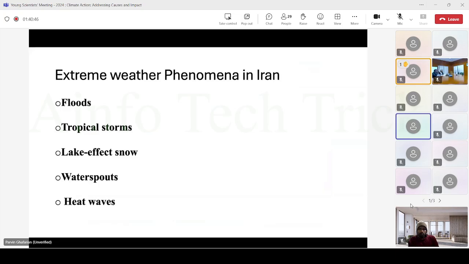Many hazardous weather phenomena occur in Iran. For example, floods happen in almost all regions of Iran. Several tropical storms have reached the Iranian coast of Makran area in the last 20 years, which is unprecedented. Examples include Cyclone Gonu, Cyclone Phet, and Shaheen.